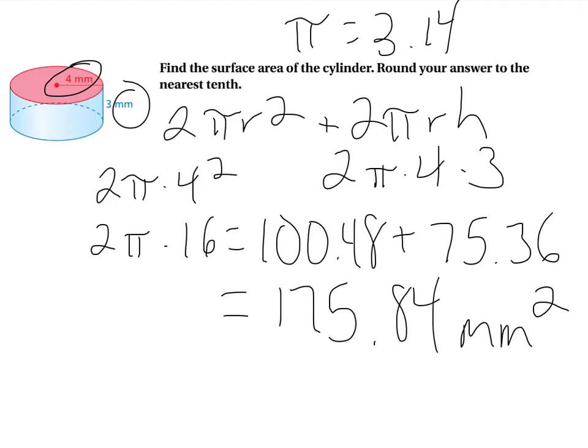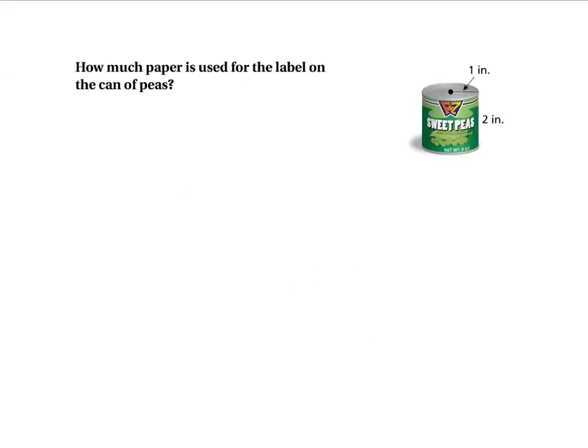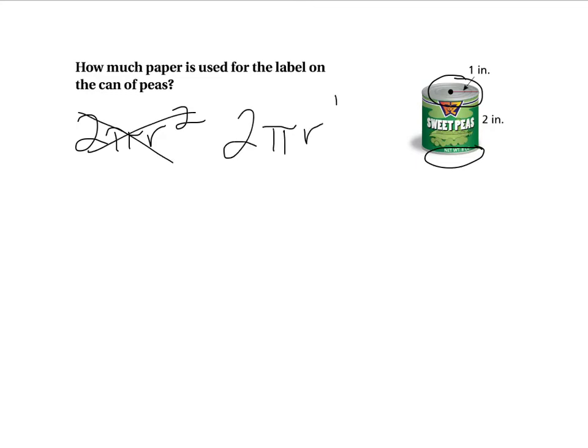So that's a great example of how we would find the surface area of a cylinder. Speaking of soup cans, well, I guess this isn't soup, but it's a can of sweet peas, which I'm sure is everybody's favorite. It asks how much paper is used for the label on the can of peas. Interesting enough, we don't need the first part of the formula, 2 pi r squared, because we do not put paper on the top or the bottom. All we need is the 2 pi rh.